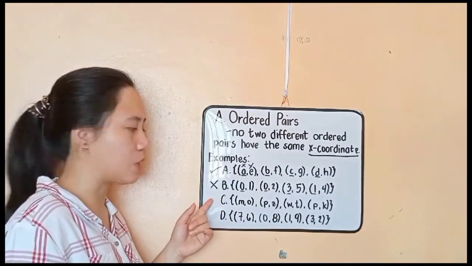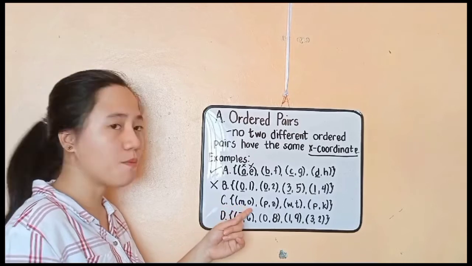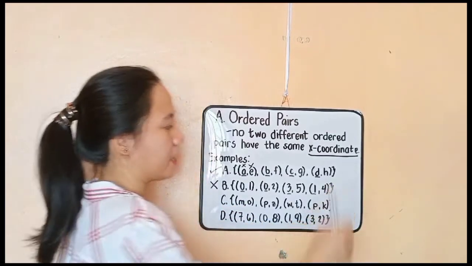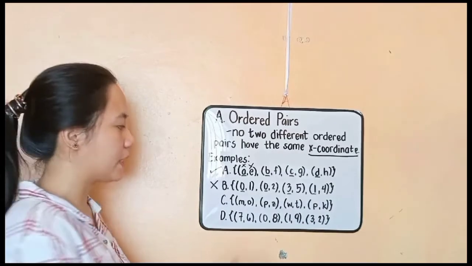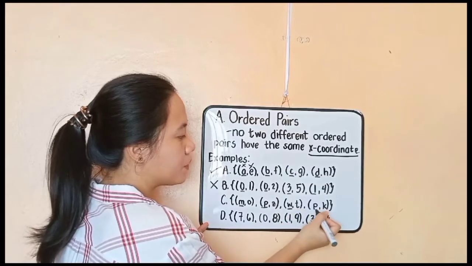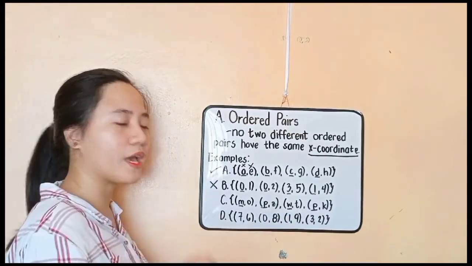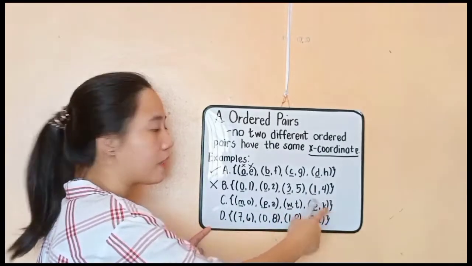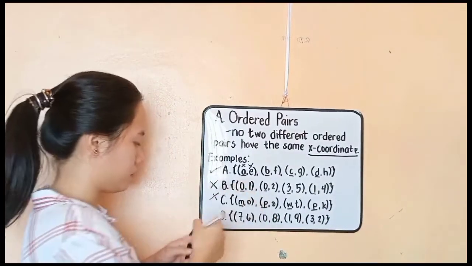In relation C, we have the ordered pairs MO, PZ, WT, and PK. So our x coordinates are M, P, W, and P again. So again, we have the same x coordinate. So this relation C is not a function.